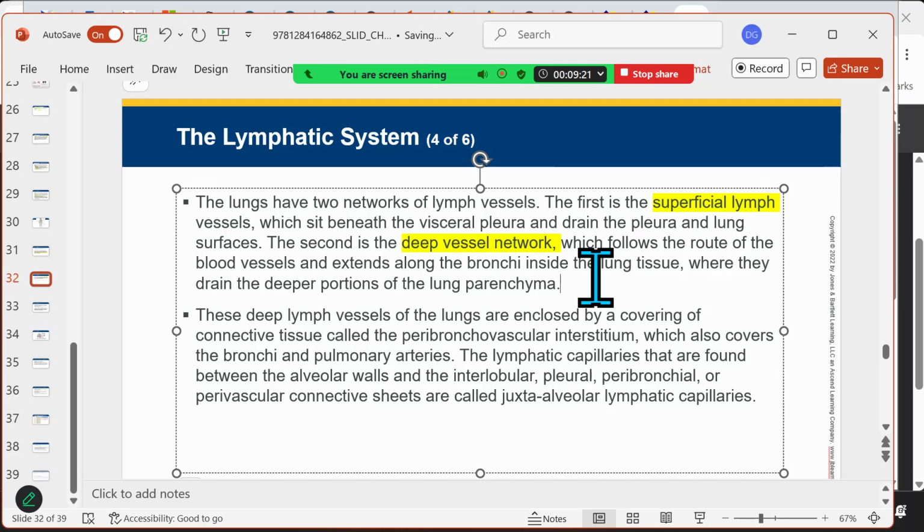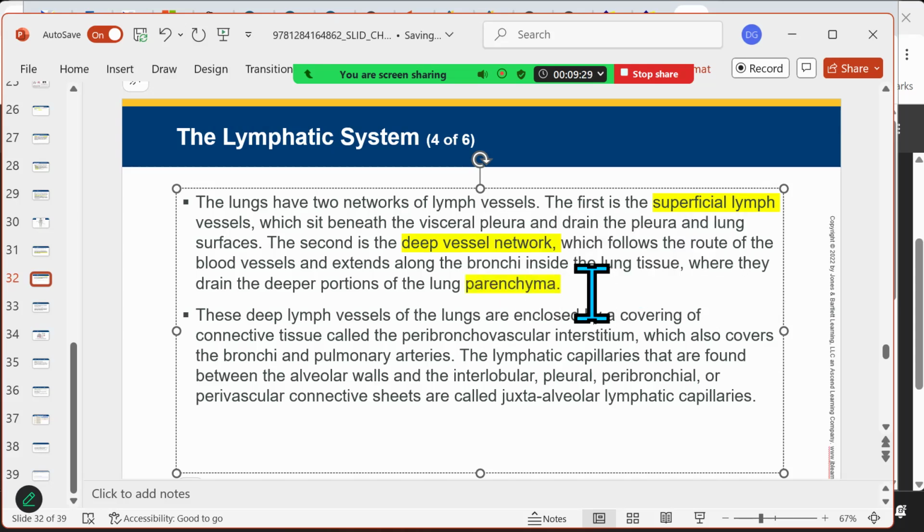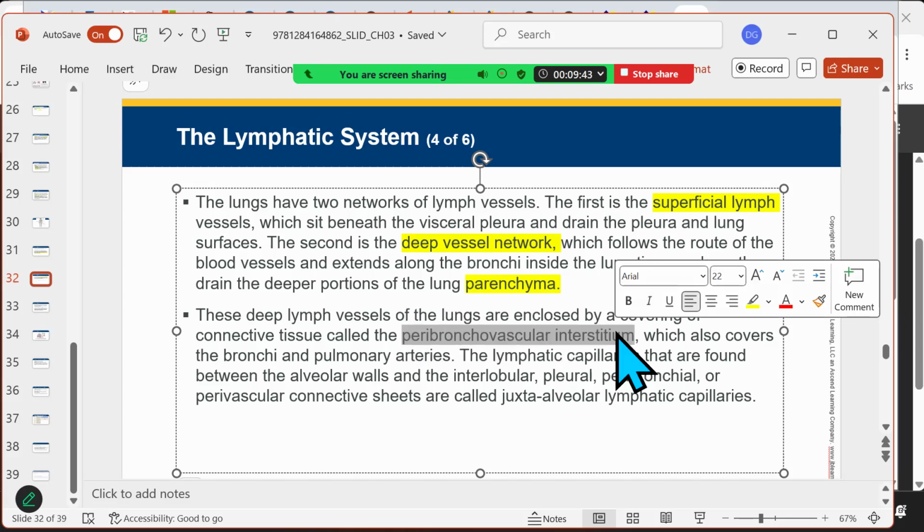The deep vessel network actually clears the lung tissue, the parenchyma. I think that's a word that we used last week in our lecture. A parenchyma is the actual lung tissue, the spongy lung tissue. The deep lymph vessels are enclosed by a covering of connective tissue, which is called the peribronchovascular interstitium, which covers the bronchi and the pulmonary arteries as well.